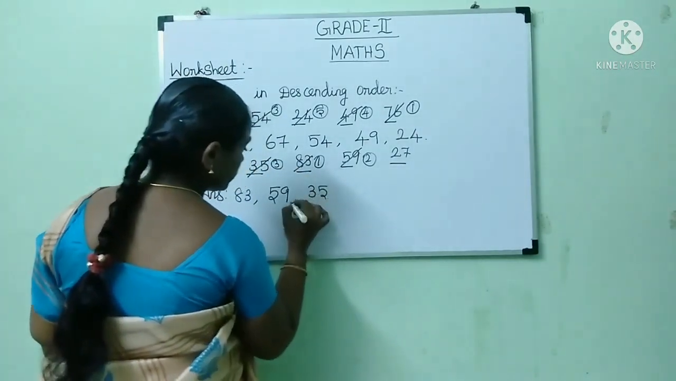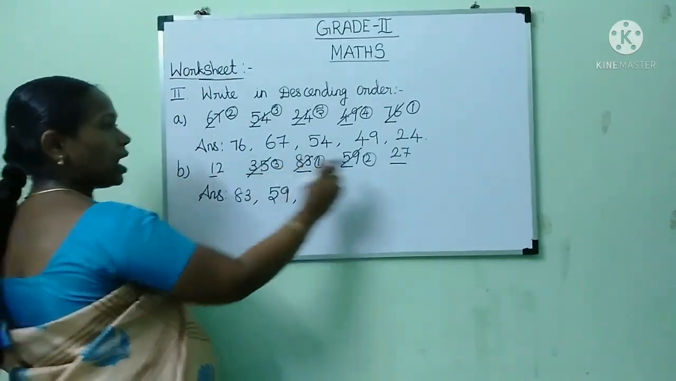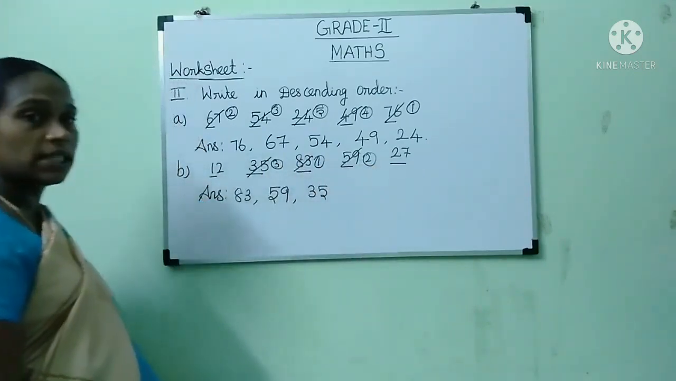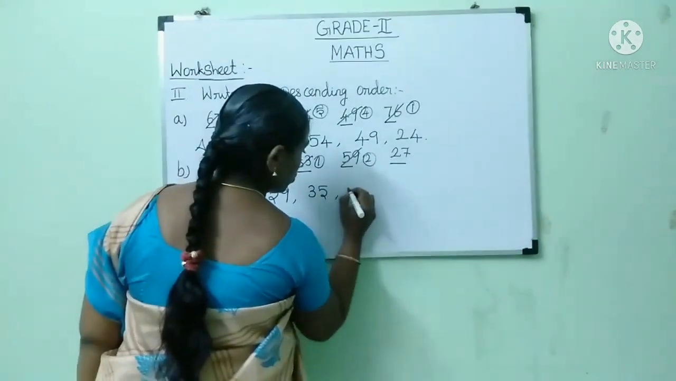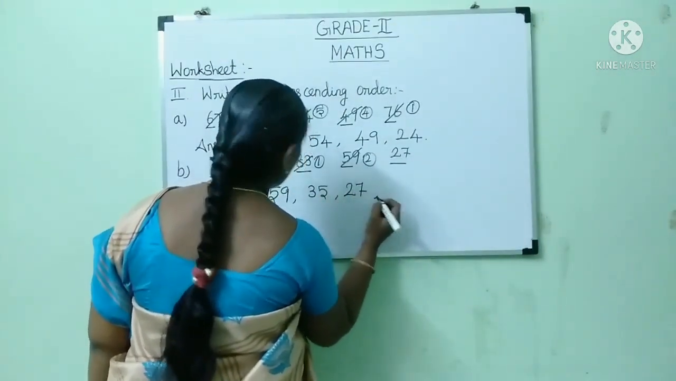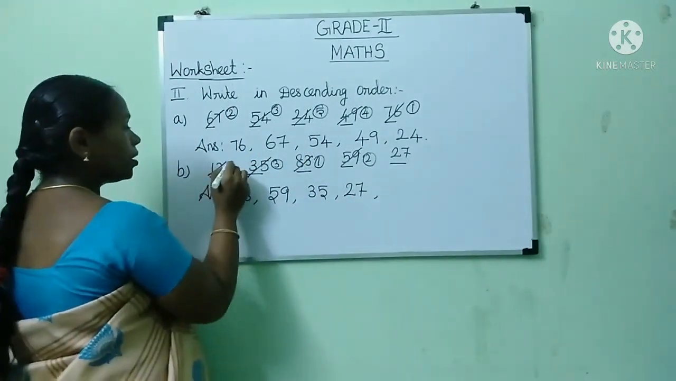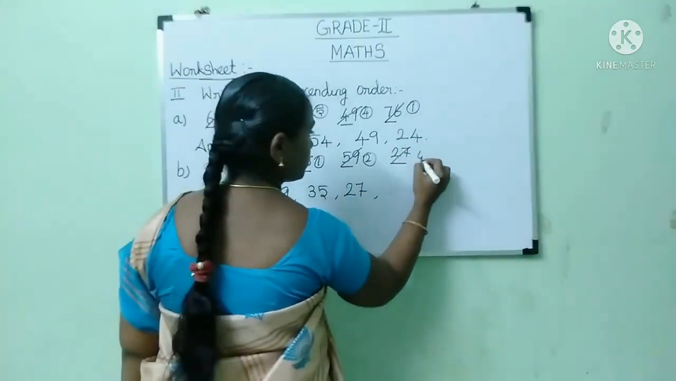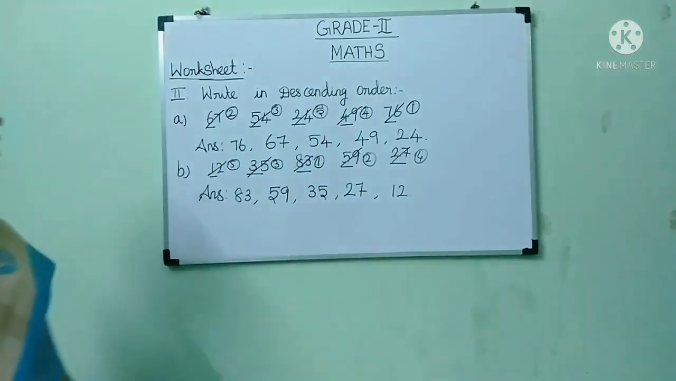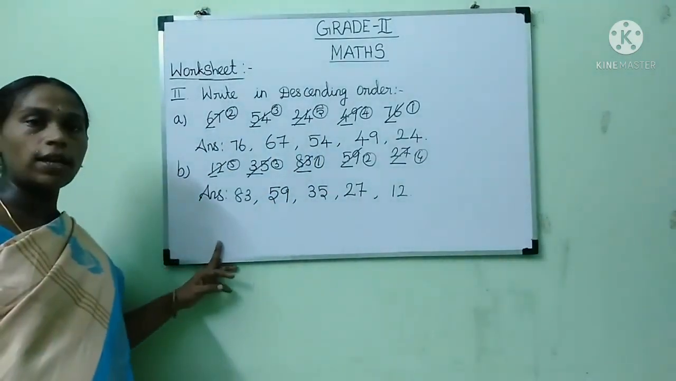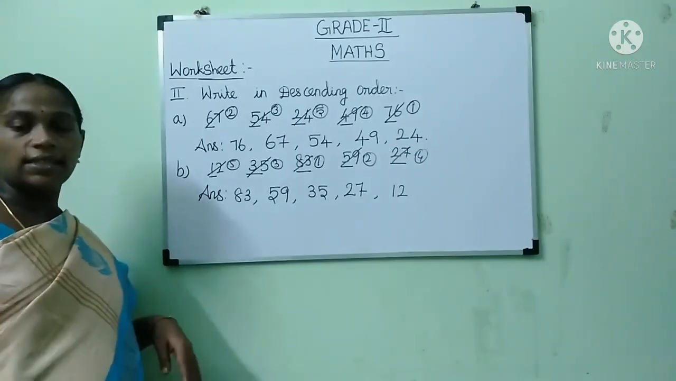35. Next, 12 and 27. Which number is the biggest number? Yes, 27 is the biggest number. So you should write 27. Then the last number is 12. Are you clear, children? How to write in descending order? Okay, check the answers in your worksheet.